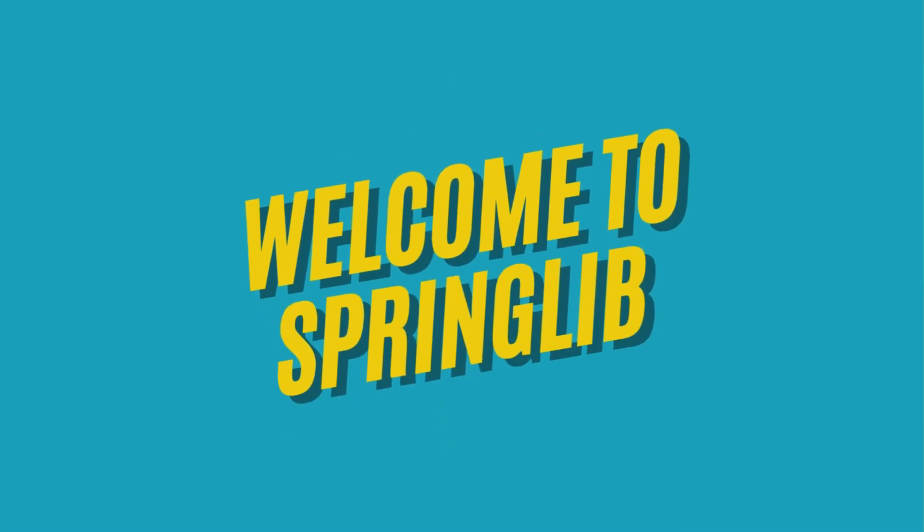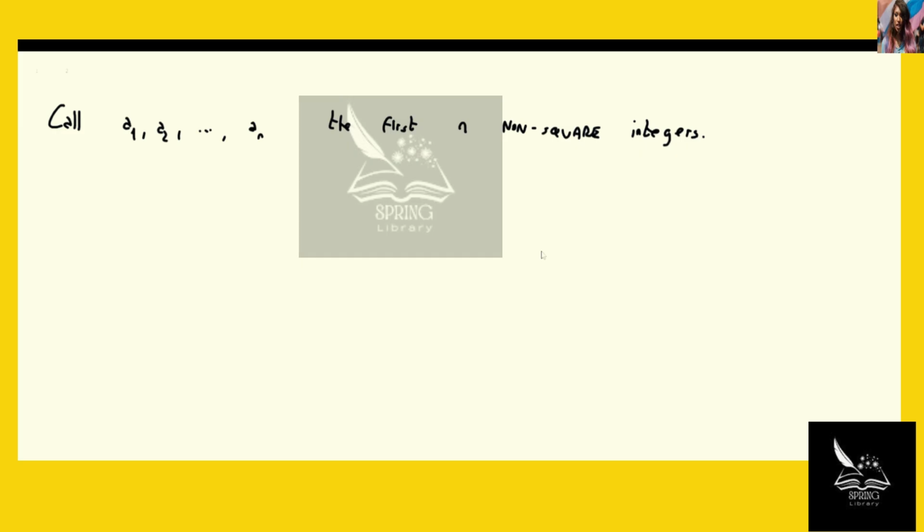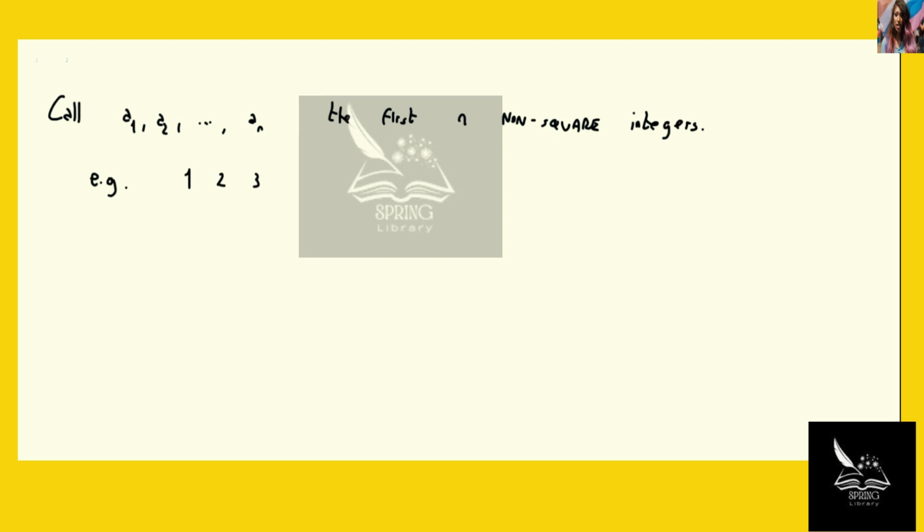Welcome to Spring LIB. So let's call a1, a2 all the way to an the first n non-square integers. To make an example, let's write the first integers 1, 2, 3, 4, 5, 6, 7, 8, 9, 10 and so forth. Okay, so 1 is 1 squared, so it's not a1. 2 is the first non-square number, so let's call it a1. 3 is not a square, so it's the second non-square number. 4 is 2 squared. Then 5, 6, 7, and 8 are the following non-square integers. Then 9 is 3 squared, and 10 is a7, and so forth.